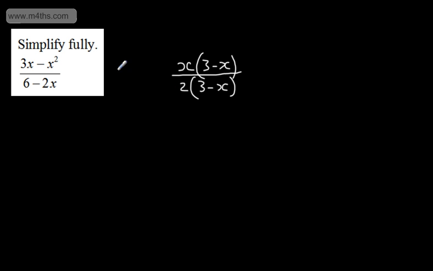So let's check we factored this correctly. 3x minus x squared, we can write now as x, 3 minus x, and 6 minus 2x can be written like so. We can see that these are common, and that's simply going to give us now x over 2, or 1/2 x.